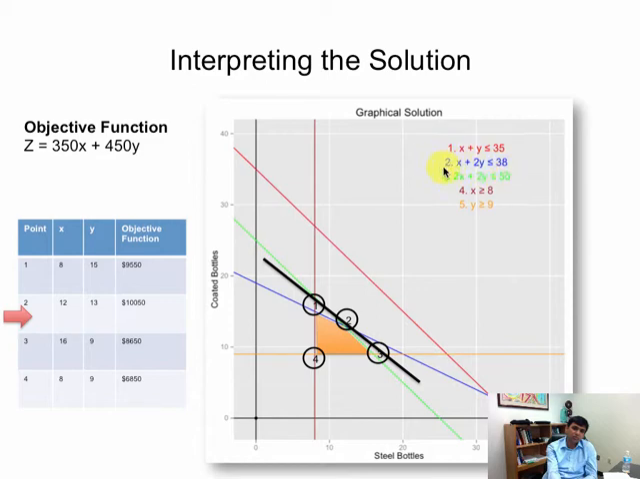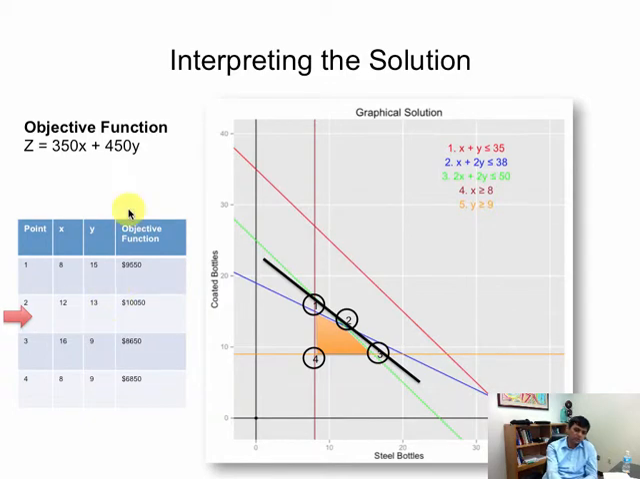If we solve these two systems of linear equations, we will get the x and y at point 2. Similarly, point of intersection 3 coordinates, point of intersection 4 coordinates, and this table actually shows us x and y values at points 1, 2, 3, and 4, and the objective function values. So clearly our profit is maximum at point number 2, which is 12 lots of x and 13 lots of y per week.